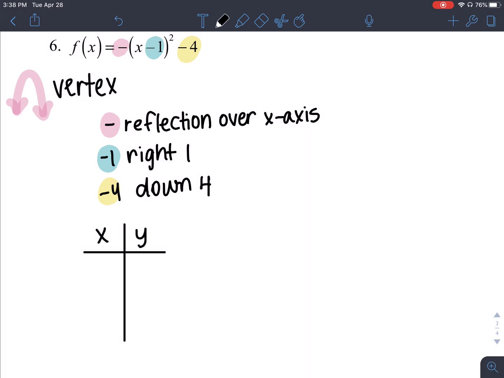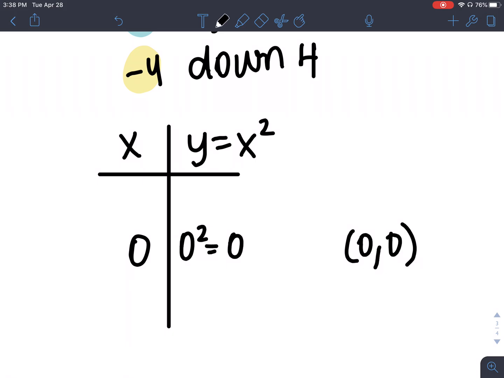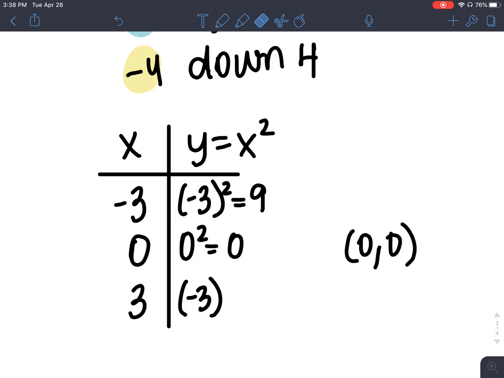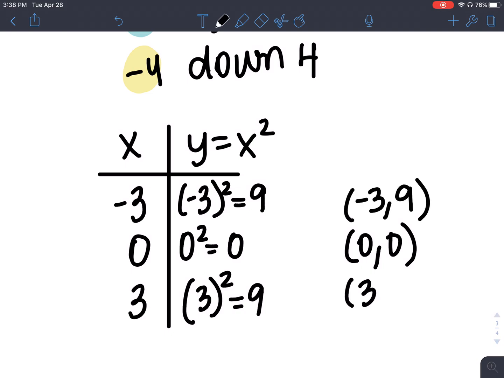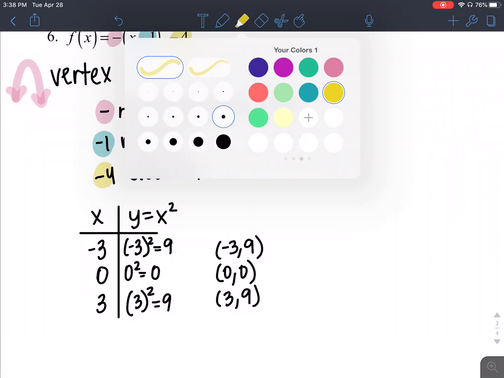So in my table, we talked about how we have to use symmetrical points and we also have to use that 0. So 0 squared equals 0. So that's one of my first points I'm going to use. And then this time for fun, I'm going to use 3 and -3 just to show you can use whatever numbers you'd like. You're just finding the y's by squaring the x values you chose. So I have -3, 9 and +3, 9. Okay. And now I'm going to do those transformations.